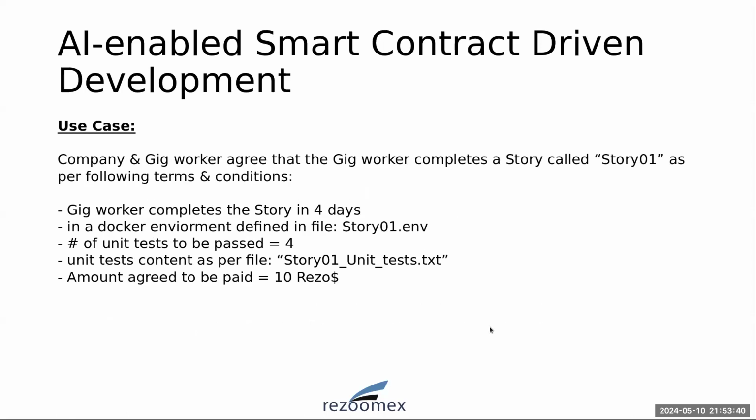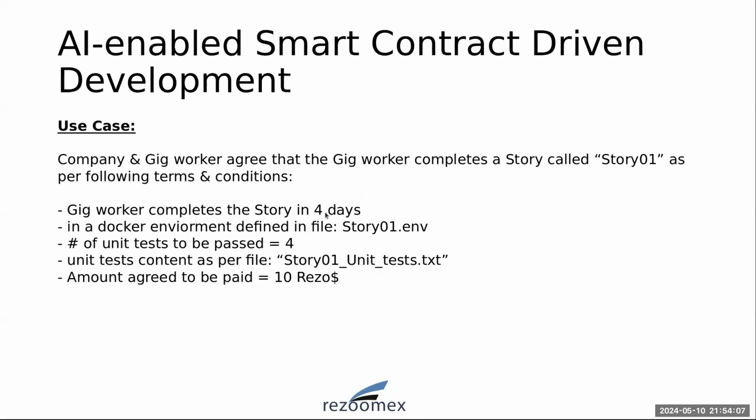So the use case. After this slide, I'll be actually doing the workshop. We'll take these numbers and complete the workshop based on all these defined criteria. The company and gig worker agree that the gig worker completes a story called story 01, just a name, as per these conditions.